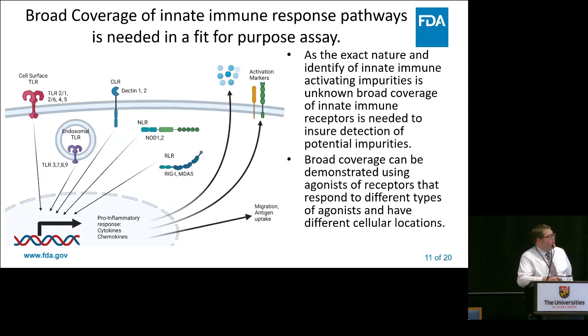So as mentioned as well, we're talking about broad coverage. Because these assays are meant to detect innate immune activating impurities of unknown origin, and we don't exactly know what we're looking for, we need broad coverage. And as Noel had nicely shown in his talk, these range from cell surface, endosomal, cytoplasmic. And then in your developmental data, when you're demonstrating that your assay has broad coverage, this needs to be done using a wide range to demonstrate that you can have coverage of a wide selection of these receptors.